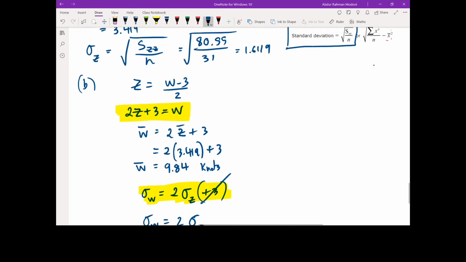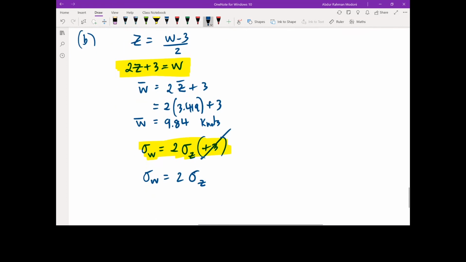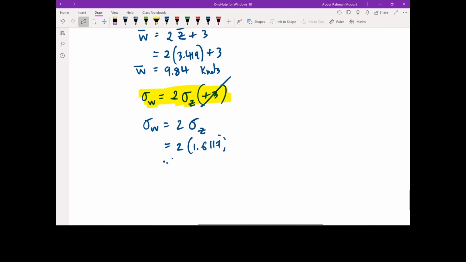And we already have the standard deviation for Z, 1.6119. So it's 2 lots of 1.6119, which is equal to 3.22. And again, it's knots.